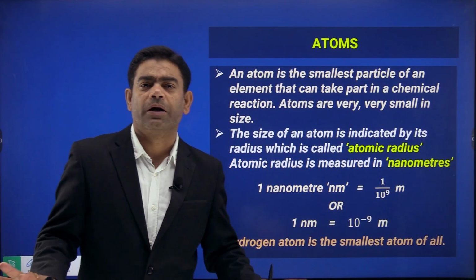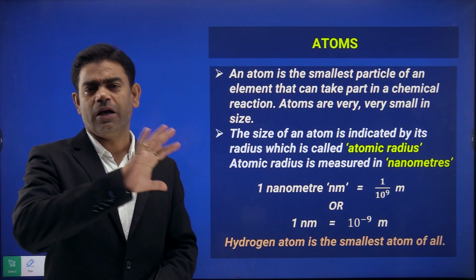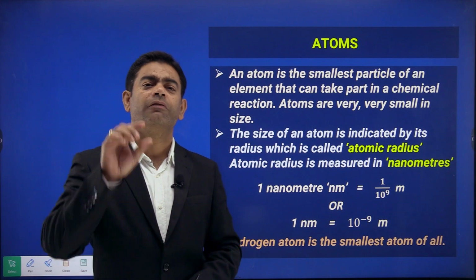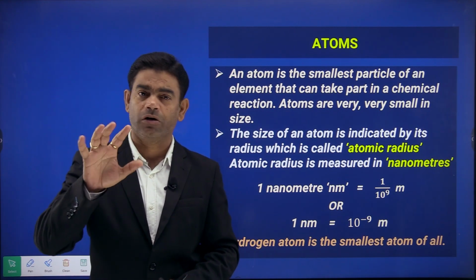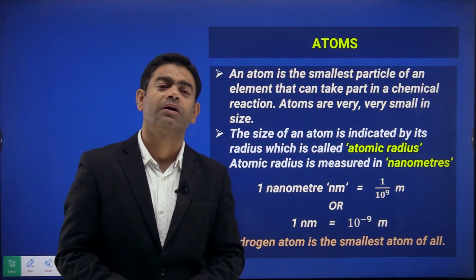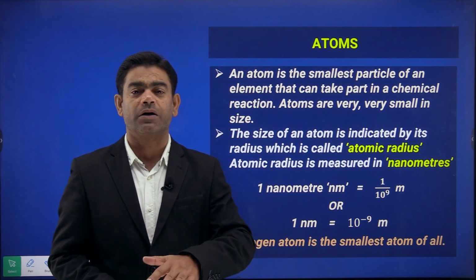Atoms. So, ab humare paas aa gaya atom. Baat karte karte finally aa gaya ki any substance, any matter is made up of atoms. The smallest part, atom. Atom is the smallest particle of a substance. Jaise humare body ka smallest particle hum kya kehte hain? Cell. Usi substance ka ya matter ka smallest particle is atom.